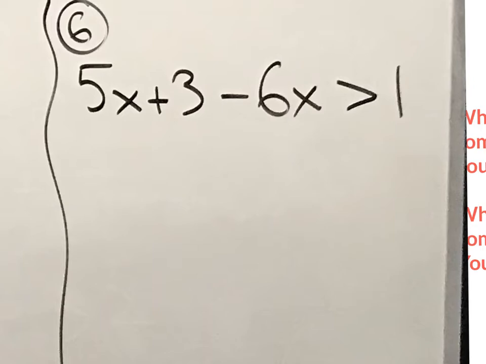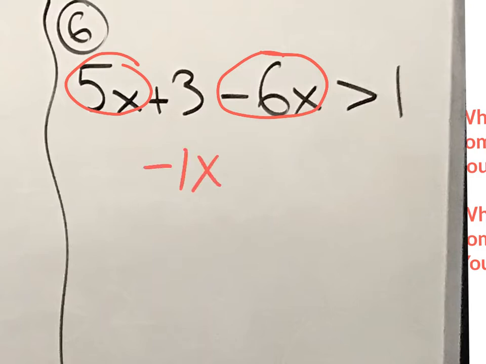This one does require simplification. So let's combine the 5x with the minus 6x. I'm going to circle the 5x. I'm going to circle the minus 6x, combining like terms. You do this in your head. You don't show any work. It's just 5 take away 6, so it's going to be a negative 1. So we have negative 1 of those x's. And we also have the plus 3 that comes down, the inequality that comes down, and the 1 that comes down. So there's our new simplified inequality.